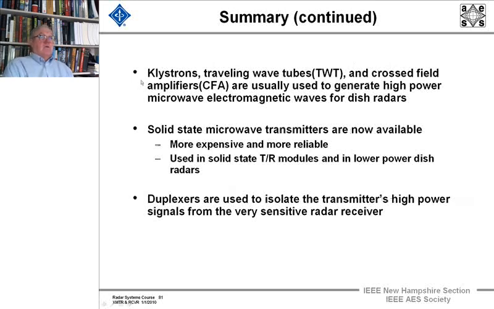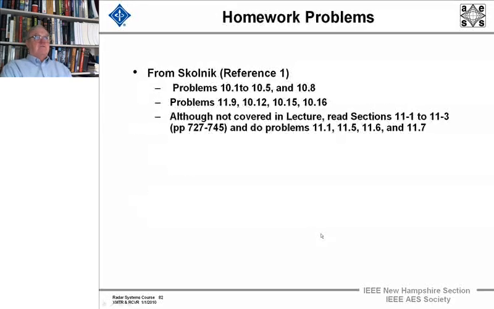Continuing in the summary, we've shown that the big tubes that can be used, klystrons, TWTs, CFAs, are usually used to generate high power electromagnetic energy in the microwave region for dish radars. Solid-state microwave transmitters are now available. They're more expensive, more reliable, and the solid-state TR modules are used in low-power dish radars. And duplexers and TR switches are used to isolate the receiver from the high-power signals, protecting the very sensitive radar receiver.